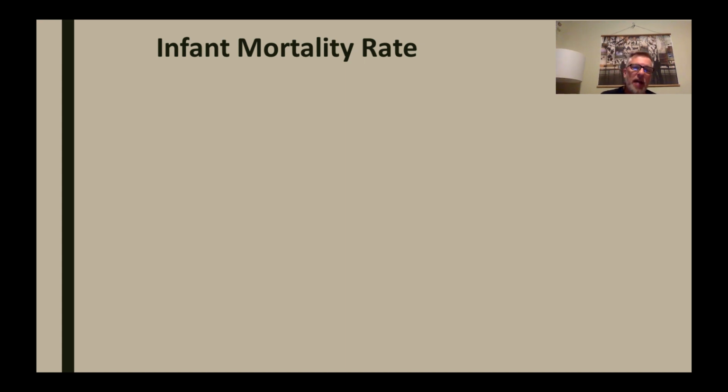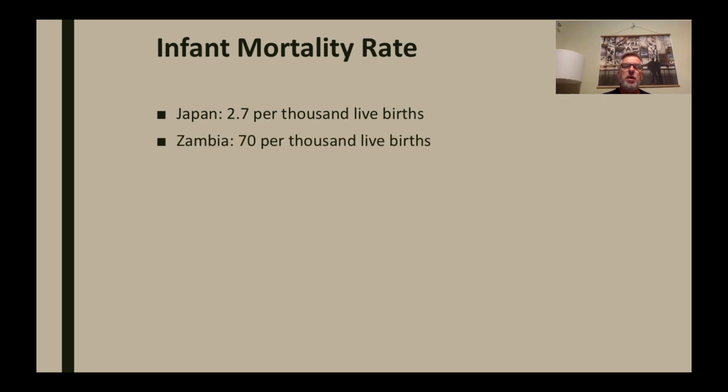Infant mortality, let's start with that. In a highly developed country with a great healthcare system, such as Japan, we see that about 2.7 infants die in their first year. And that's the definition of infant mortality, death within the first year of life, out of 1,000 live births. Contrast that with a country like Zambia, which is still a developing country and relatively poor, where the number is 70 per 1,000 live births. So that shows you the range of infant mortality rates in the world.